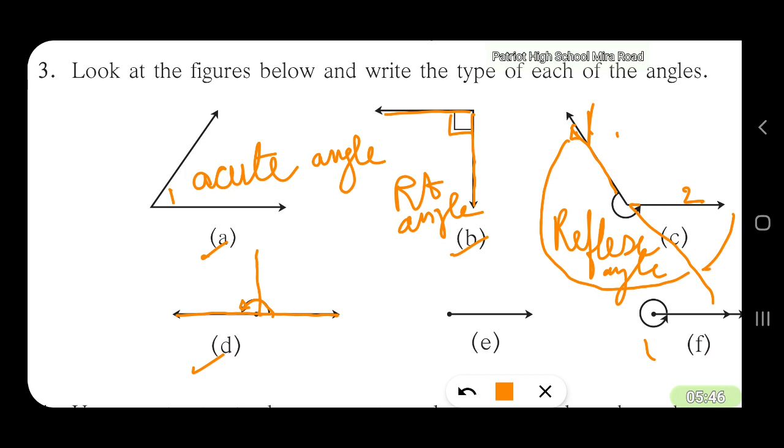E. Both the lines are overlapping. So the arm has not rotated. It has not rotated, not shown to have rotated. Here you can see it has rotated. Here the arm has not rotated. So we can call it a zero angle, 0 degrees.